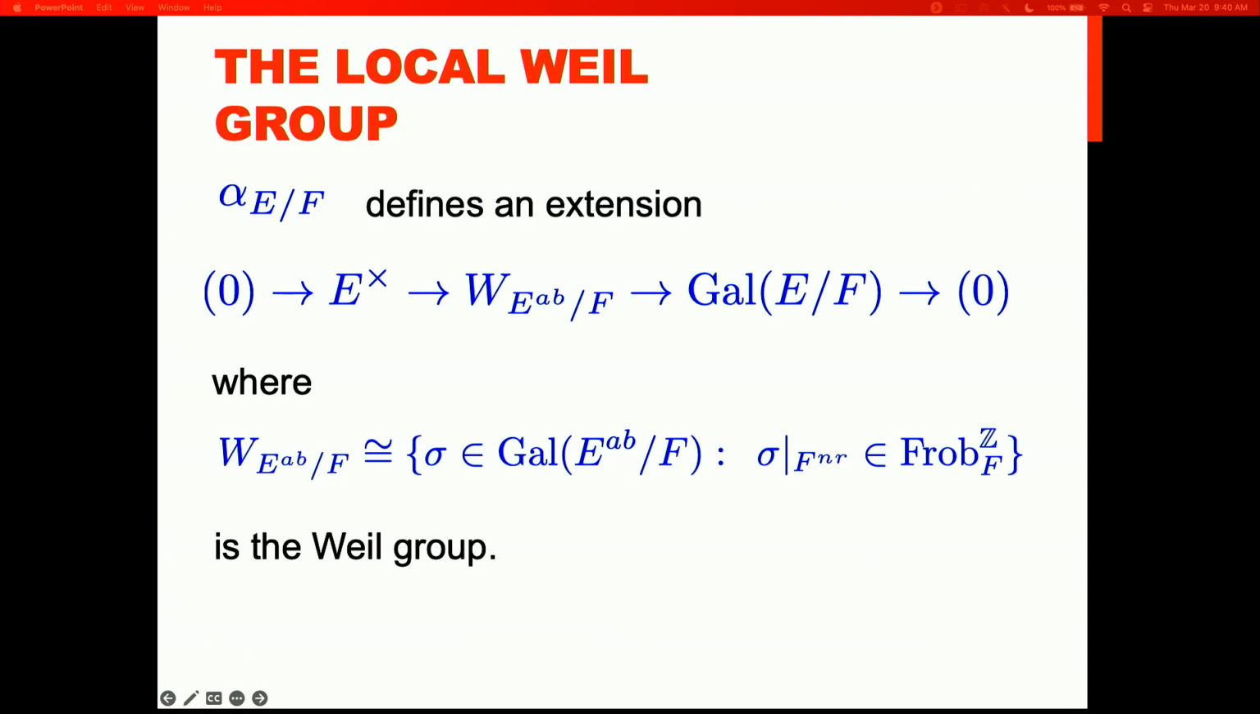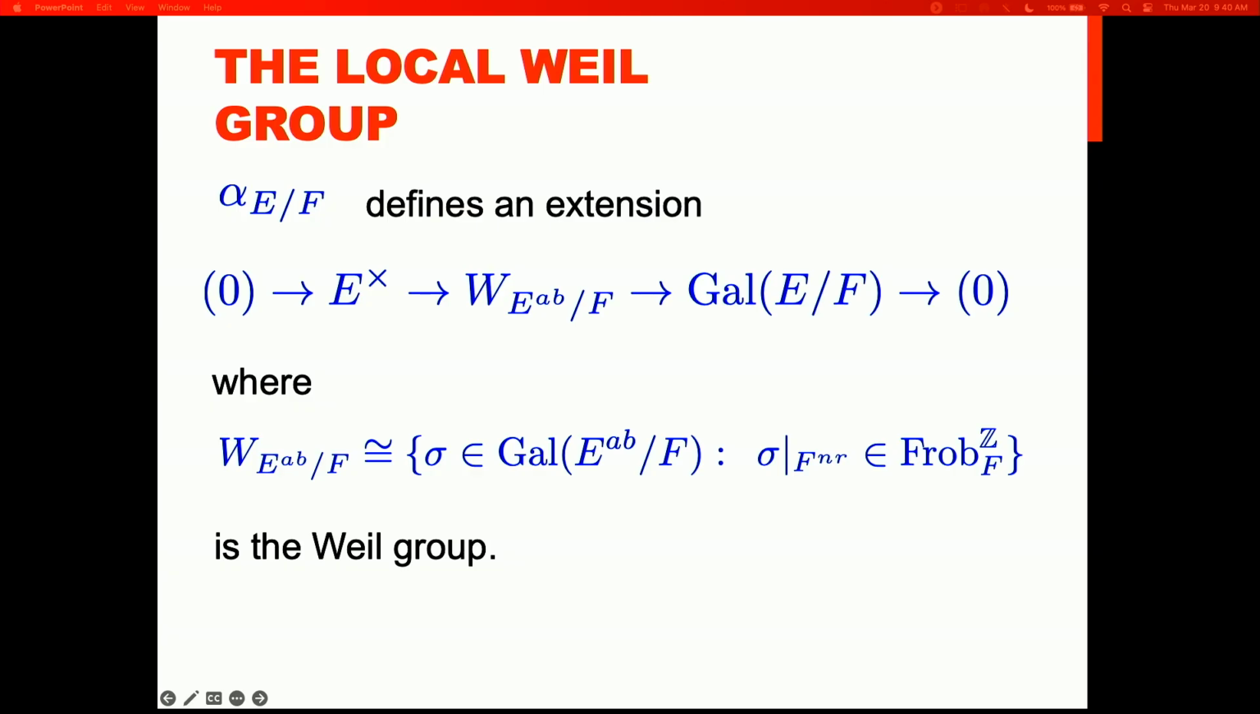The fundamental class, of course, being a class in H2, has another interpretation. H2 describes extensions of the Galois group by whatever I'm taking cohomology of. So this fundamental class in H2 parameterizes an extension of the Galois group of E over F by E cross. Just from cohomology, we don't get it completely canonically. It's unique up to isomorphism, but not unique isomorphism. The isomorphism can naively be composed with conjugation by anything in E cross.